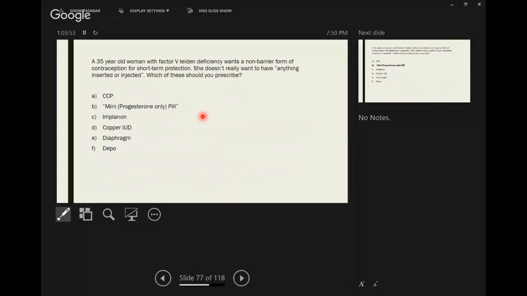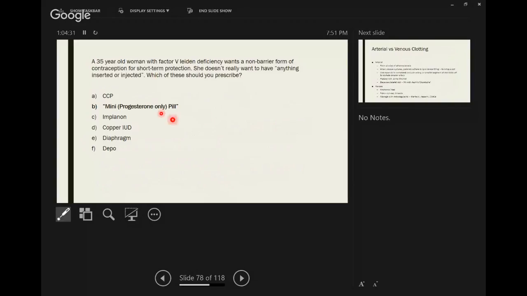All right, choose someone else for the factor V Leiden question. Really sorry, I forgot your name. Good luck, Tom. Yeah, we had this question last year, and I don't actually know the answer for this. Jesus, mate, that was brutal. Sorry, I don't actually remember the answers.